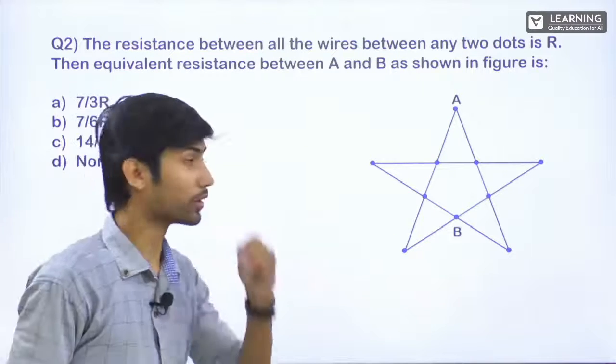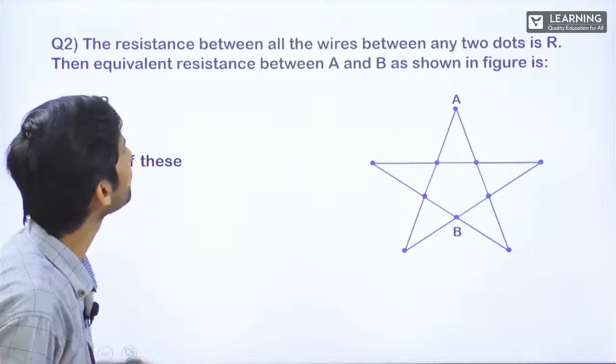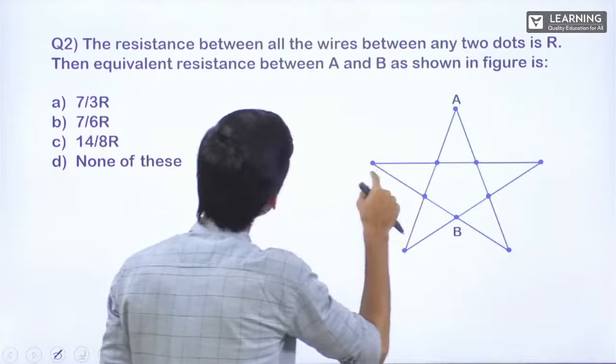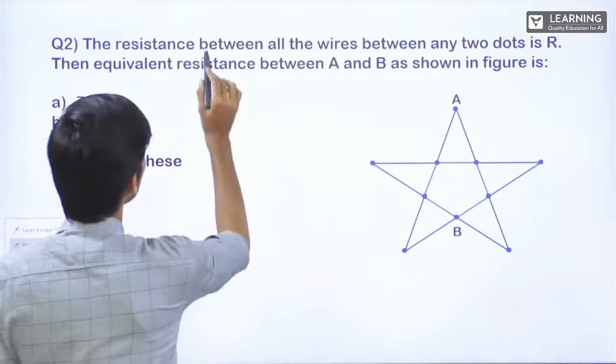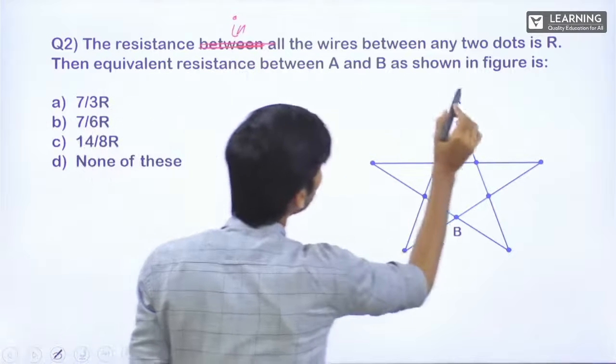Try it on your own. Try to find the resistance here. The resistance between all the wires between any two dots is R. Okay, so now, let me just write, this is the resistance in all the wires between any two dots.